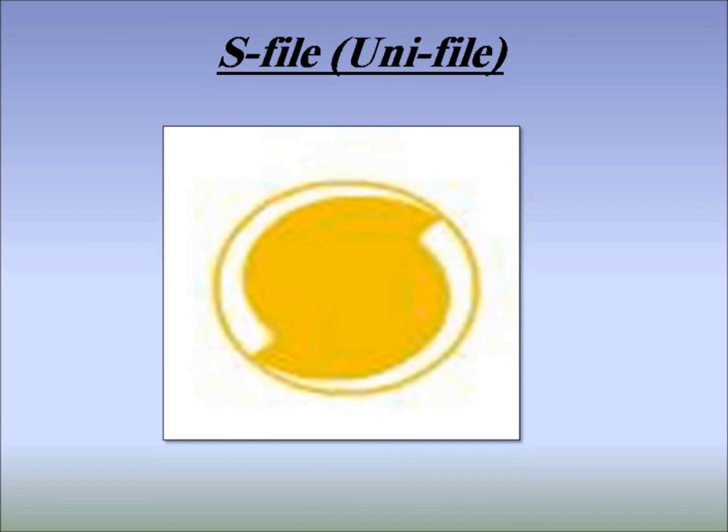S-file. This instrument is a ground S-shaped cross-section instrument. This is stiffer than the Hedstrom file. The cutting mode may be with a filing or reaming action.